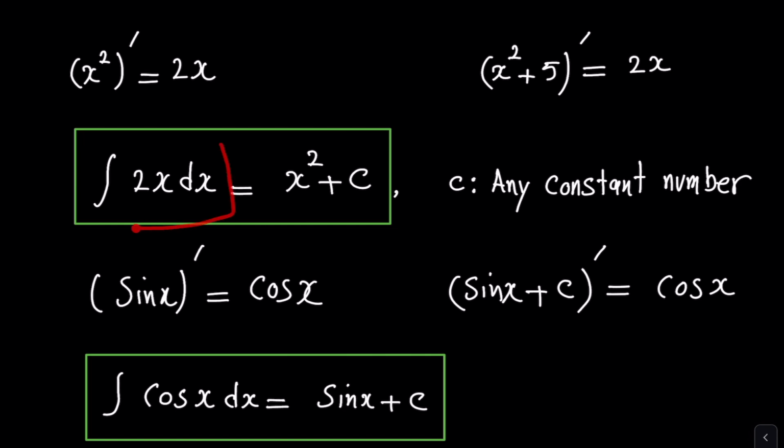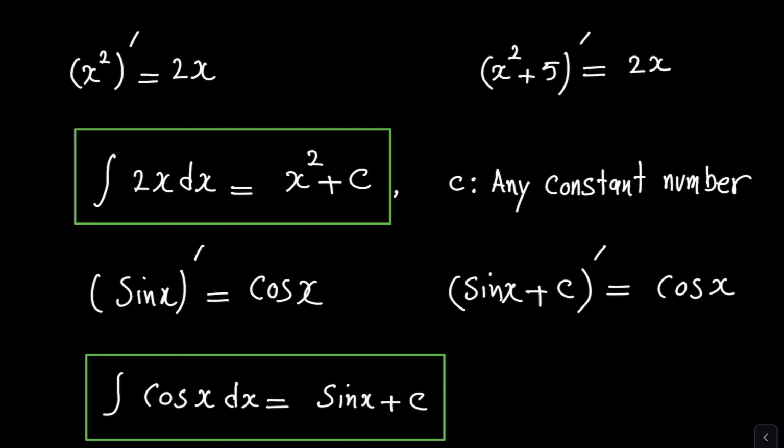So this notation means the indefinite integral of 2x. And in order to find the indefinite integral, all you need to do is find one antiderivative and add any constant. And this constant is generally called the constant of integration. So let's look at another example. Take the function sine x. If you differentiate sine, the derivative is cosine.